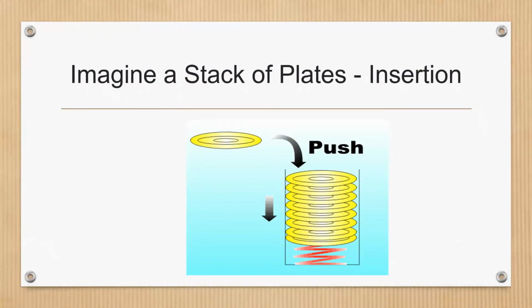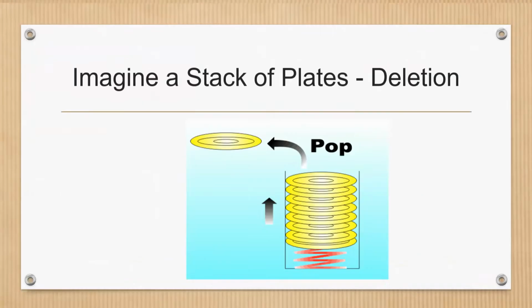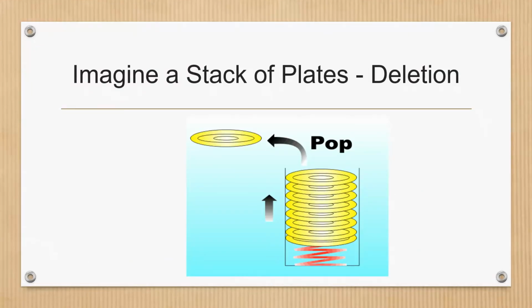Imagine you have a stack of plates and the top plate is the one that you can have access to. So you can either remove it or add a new plate to the stack. When you add a new plate to the pile, it's called push. And when you remove a plate from the top of the stack, it's called pop. You can only interact with the top plate and not any of the plates on the bottom.